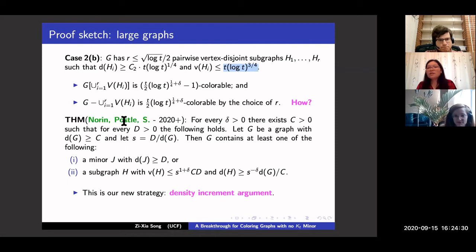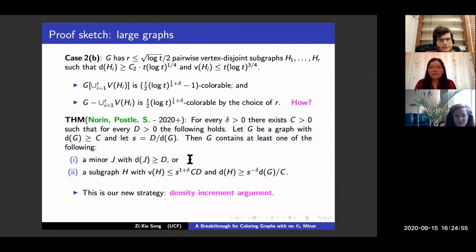So which means I can add this H to the sequence I selected. This would contradict the maximum choice of R I picked. I choose R maximum here. So this is the very important theorem we call the density increment argument here. This was used through three papers, okay?